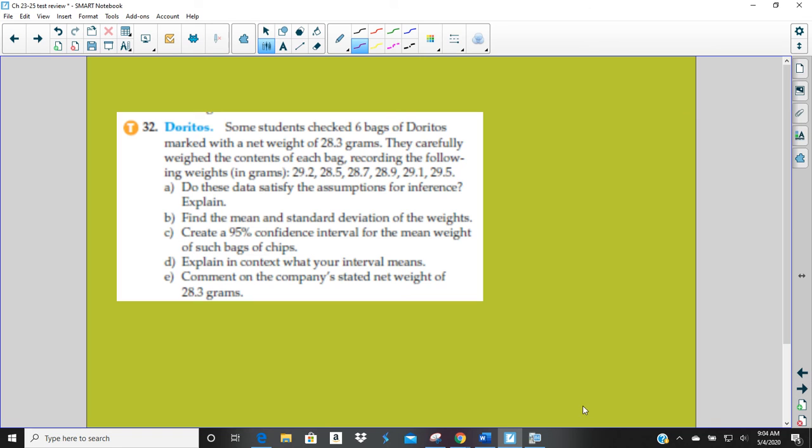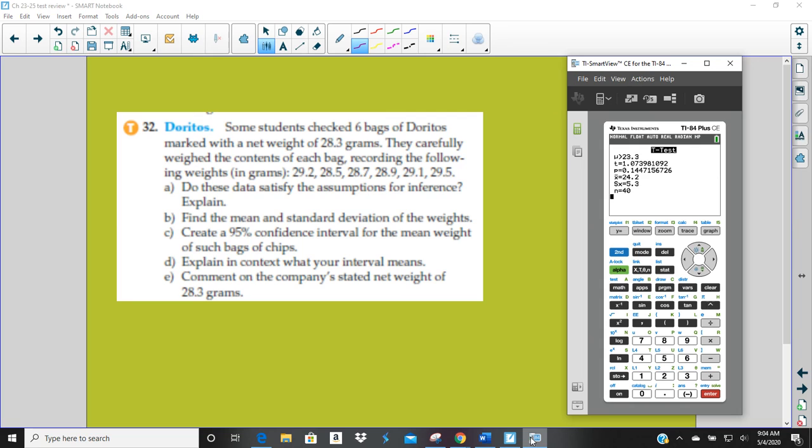Okay, so let's do these. So let's go through before we do the assumptions. Obviously, random. They picked some random bags, I guess. If they bought them all from the same place, maybe that's a concern. Bags are independent of each other, most likely. Doritos makes millions and millions of bags of these every day, probably. And then less than 10%, certainly. The nearly normal is going to be our concern.